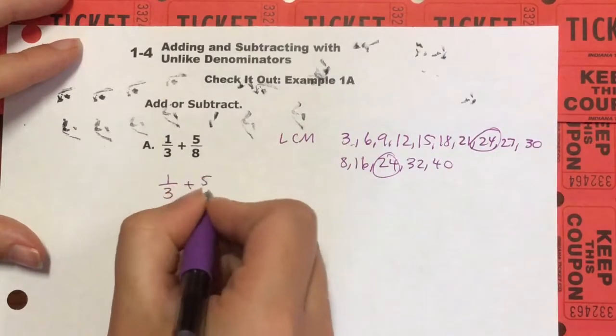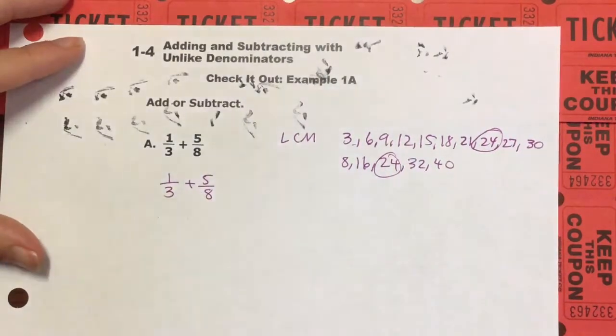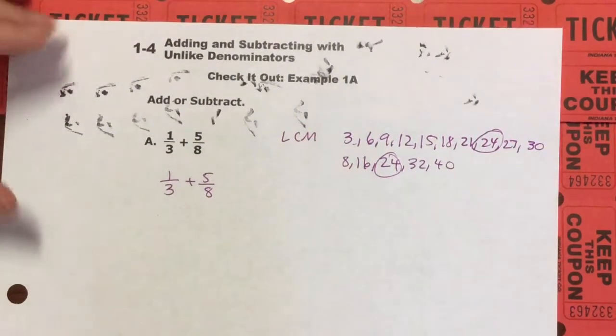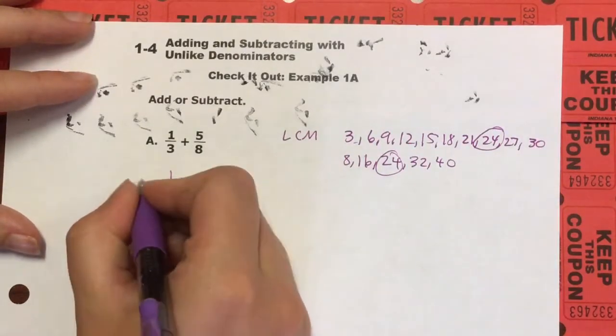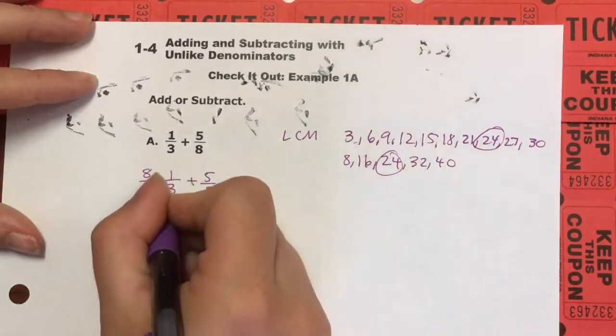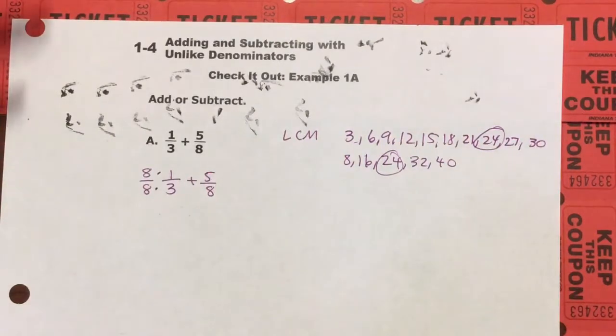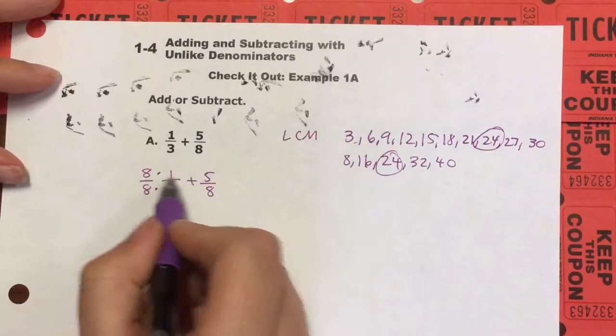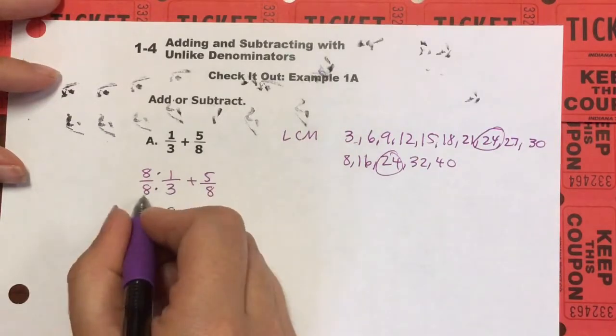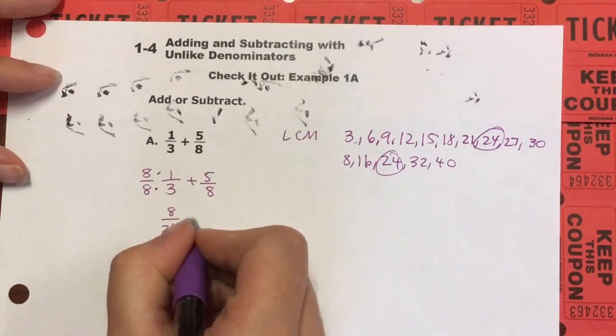So 1/3 plus 5/8. And how do we make a 3 into a 24? Well, we just multiply by 8 to the bottom and the top. And this is how I want you to show your work on your homework. So please just do it this way. And then 8 times 1 is 8 over 8 times 3 is 24. Okay, then we're going to go plus.